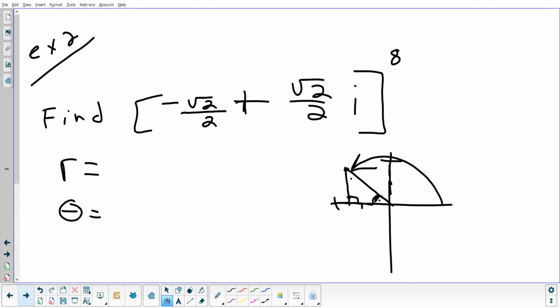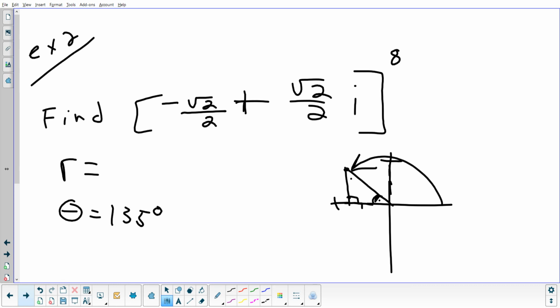John? 135. If you didn't know that, you could do the inverse tangent of y over x. But y and x are the same, except for this negative. So when you divide them, y divided by x, you get -1. And if you do the inverse tangent of -1, you're going to get -45. But that's not your answer because you need to add 180. So if you add 180, you get what Sean just said, 135.